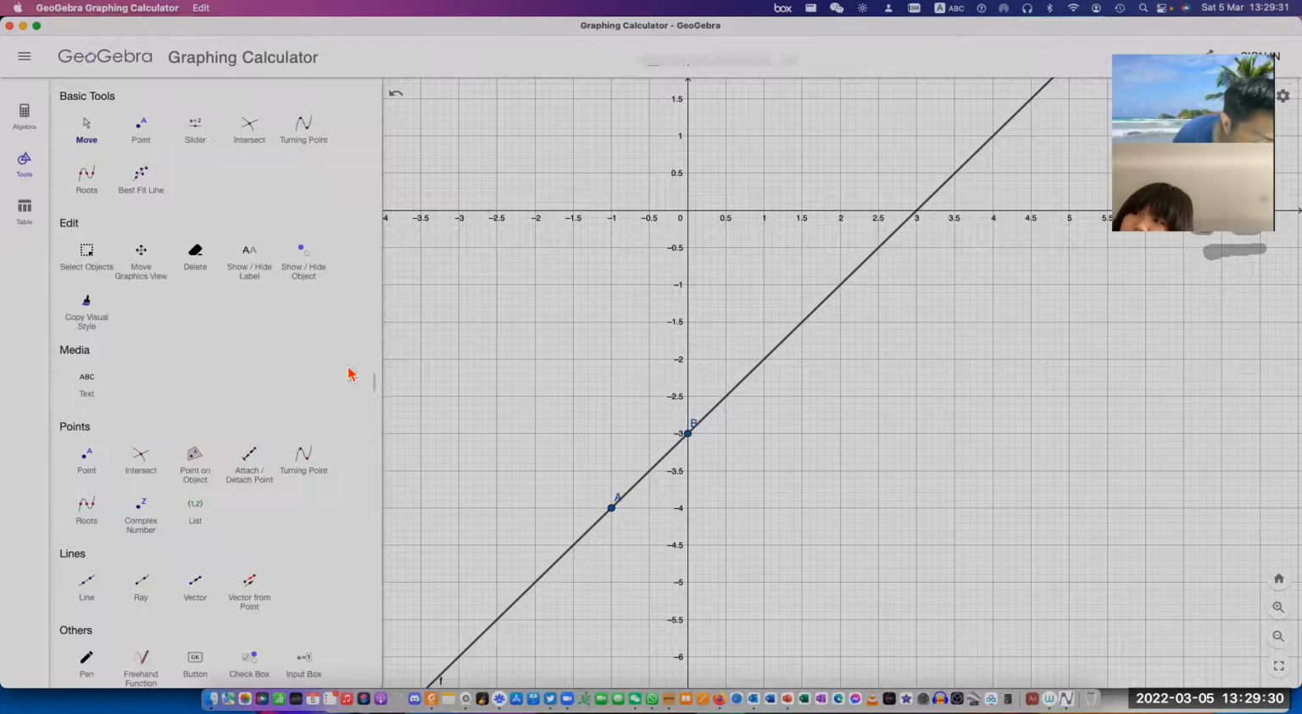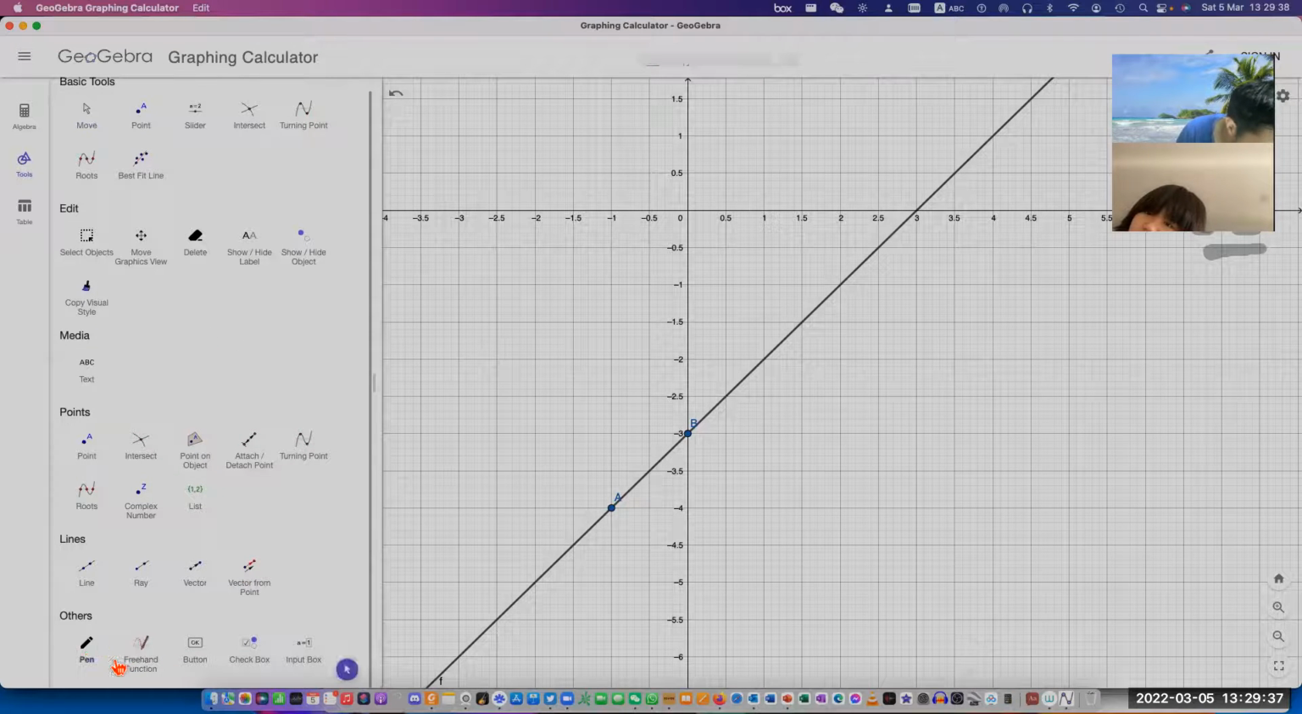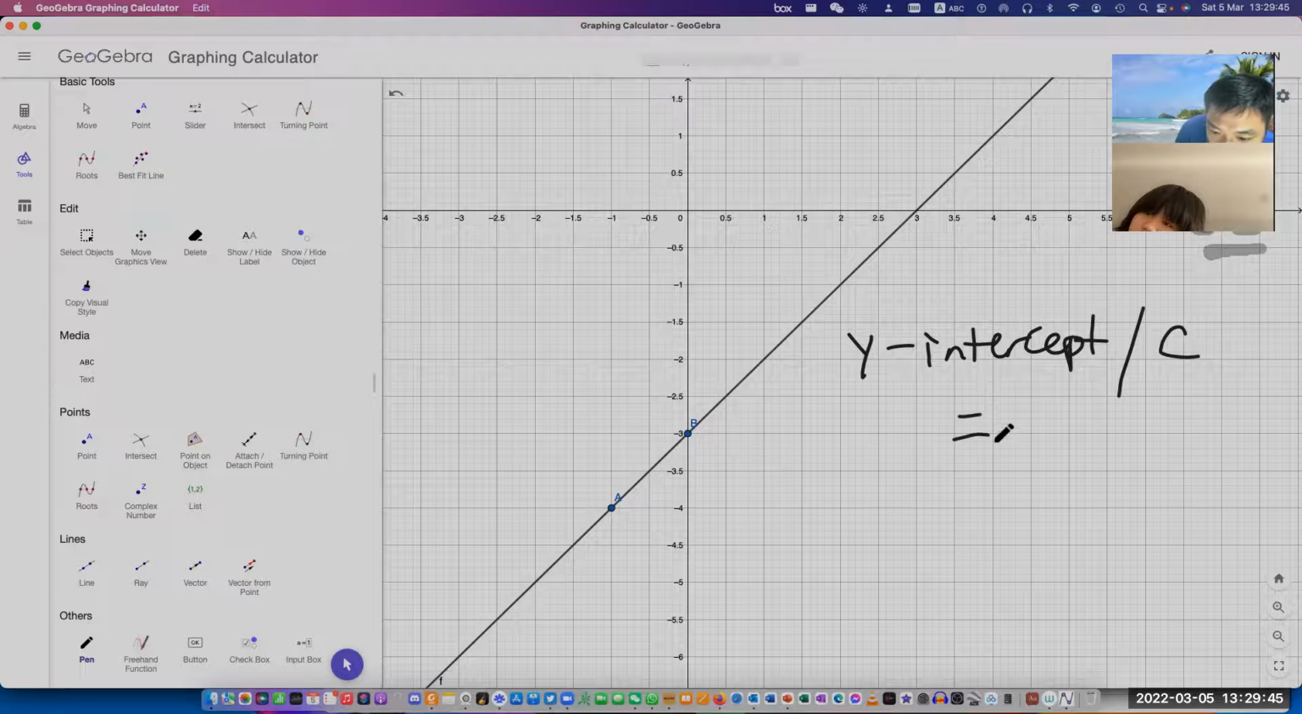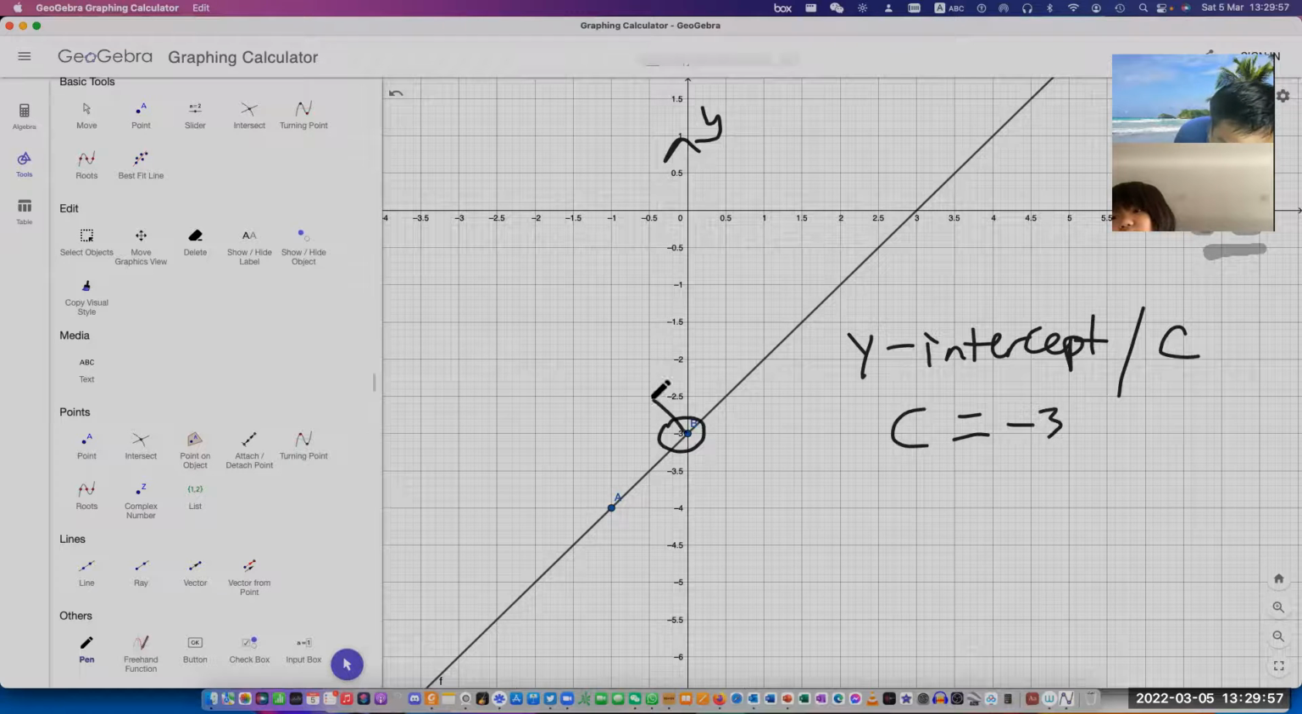So if I ask you, what is the y-intercept in this case? Can you read from the graph? -3. Yes. So this is the y-axis, right? The point that cuts the y-axis is here. So C is equal to -3. This point is your y equals -3. So meaning if you look at the graph, you can get the C as well.